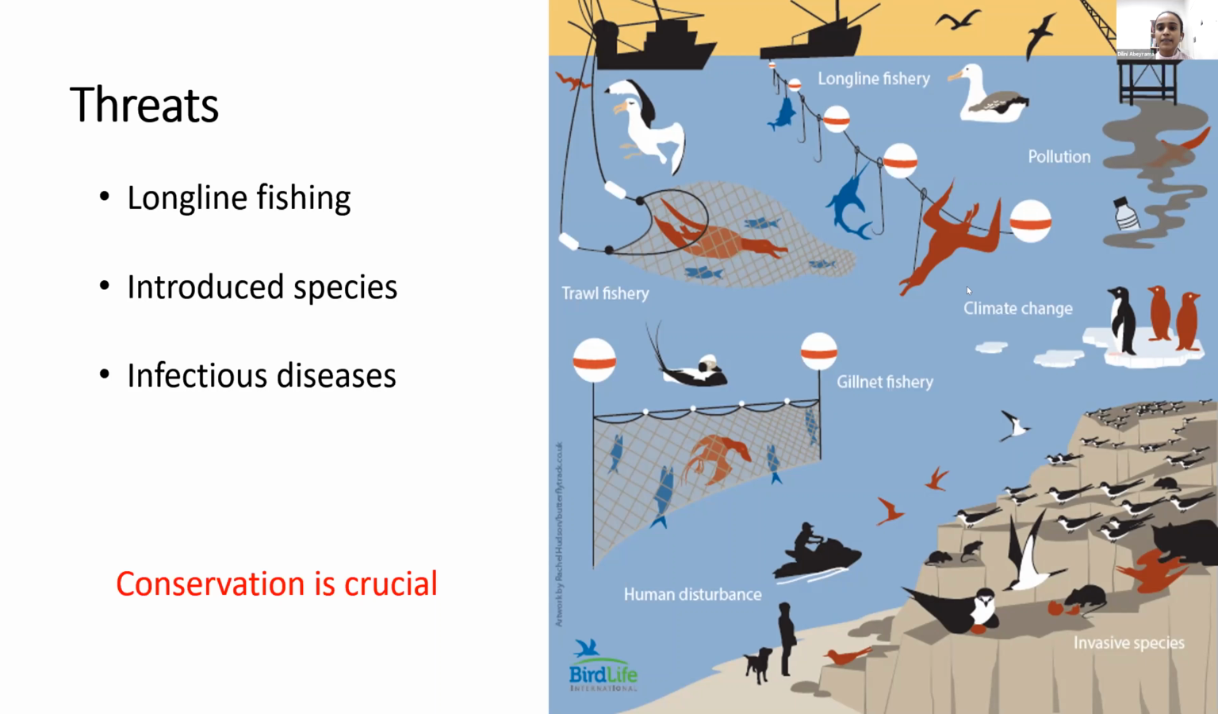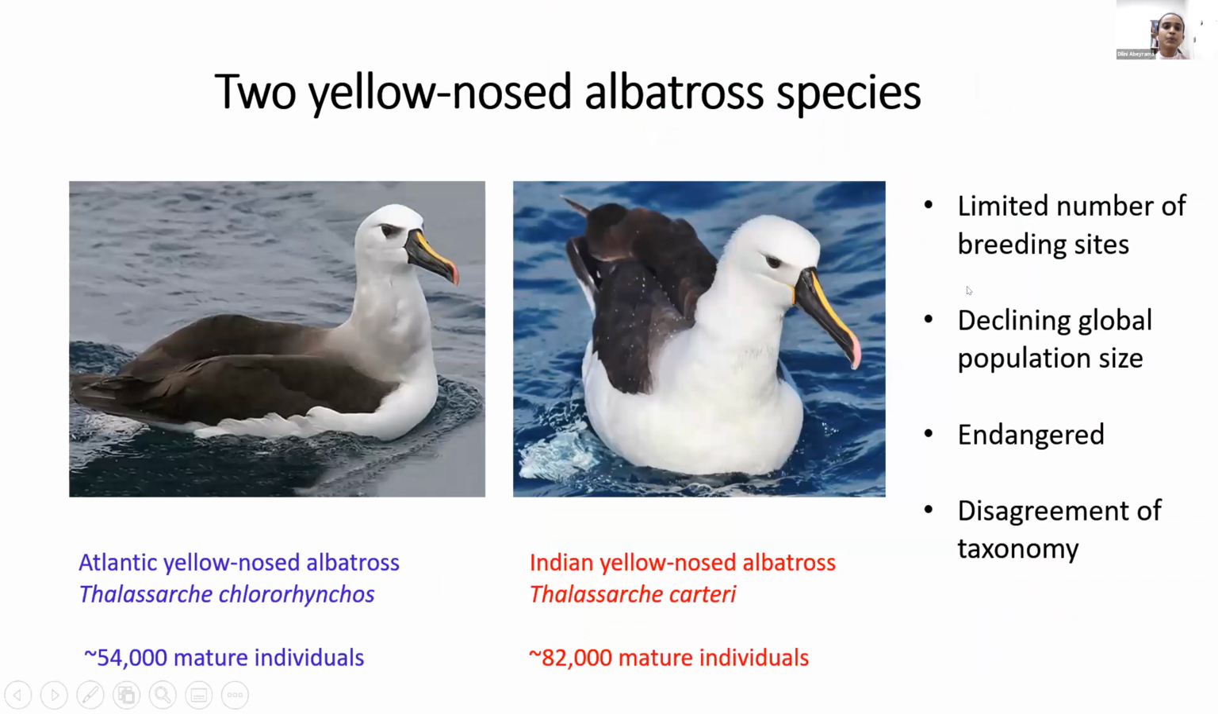So as the study species for our study, we selected the two yellow-nosed albatross species, the Atlantic yellow-nosed albatross and the Indian yellow-nosed albatross.